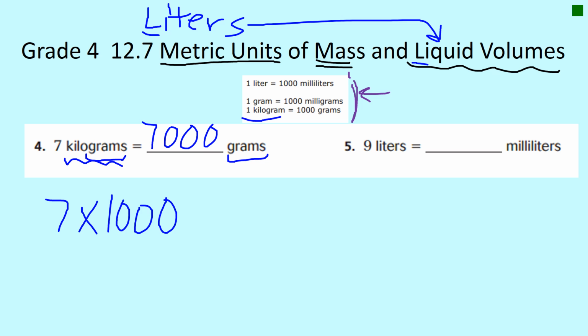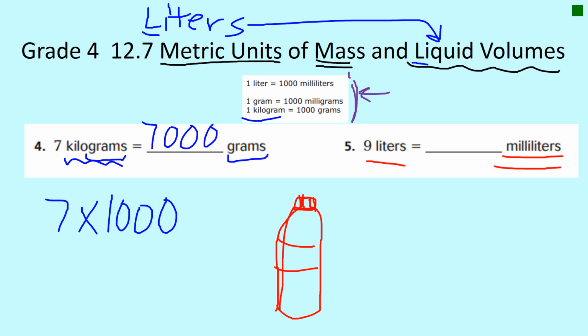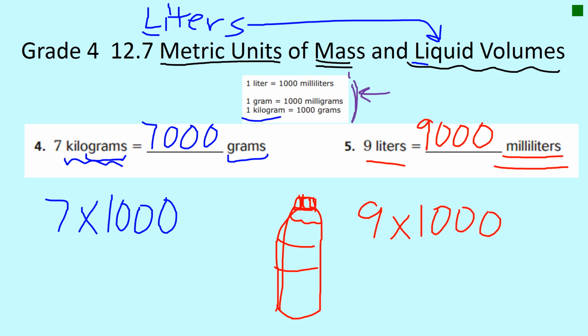9 liters equals how many milliliters? Okay, so a liter is like a pretty good sized water bottle, like one of those big tall ones, not the gigantic 2-liter ones. Those are the big fat ones. A liter is a pretty good amount of water. So I'm looking at my chart, liters to milliliters, and this is the liquid, right? 1 liter equals 1,000 milliliters. So 9 bottles of 1,000 milliliters is 9,000 milliliters. Beautiful. You are really getting good at this, boys and girls.